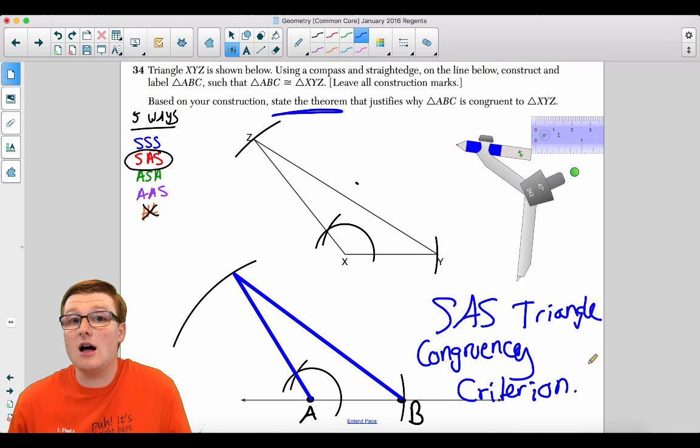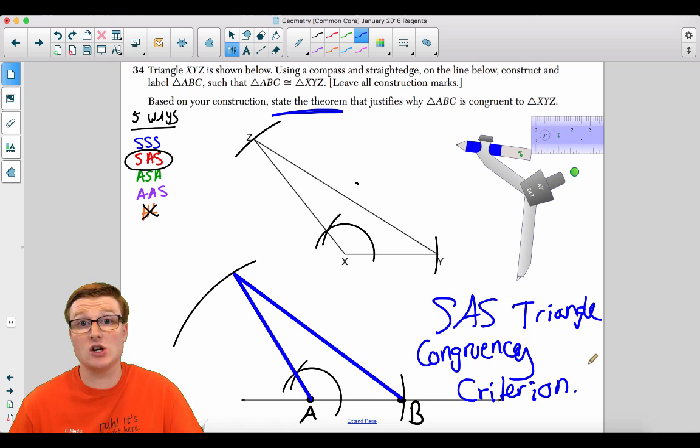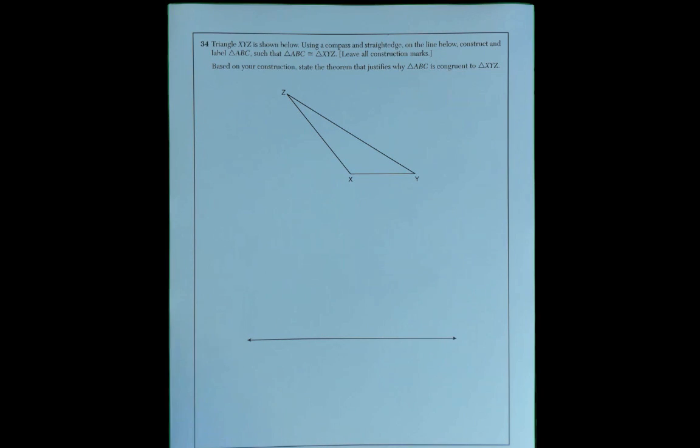The next part of this video is to construct with a more hands-on approach. All right, so this is question 34 from the January 2016 Regents exam. This is a hands-on example for the construction for those who do not like the computer software that I use. So the question says, triangle XYZ is shown below. Using a compass and straight edge on the line below, construct and label triangle ABC such that triangle ABC is congruent to triangle XYZ, and leave all construction marks.